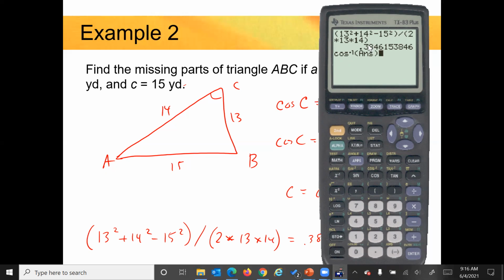All right, I would do this all in one take on a calculator though. I would just go cosine inverse and then click my answer button right here. So I don't have to write it down and then plug in the value itself. And we're good to go. Hey, that's still pretty good.